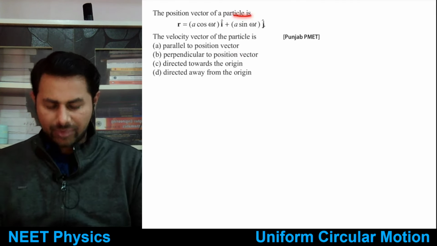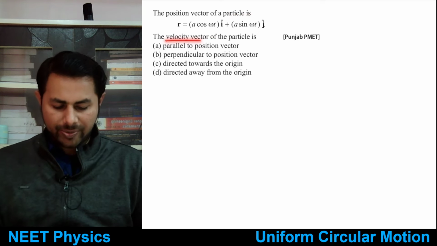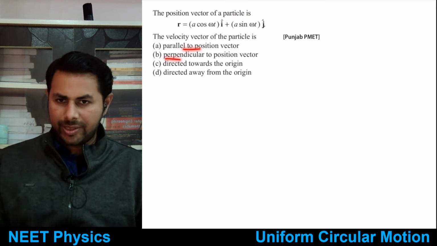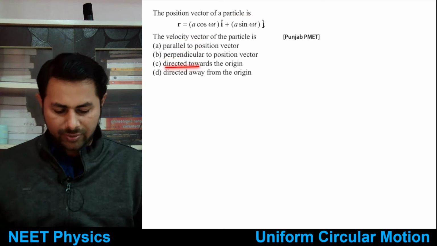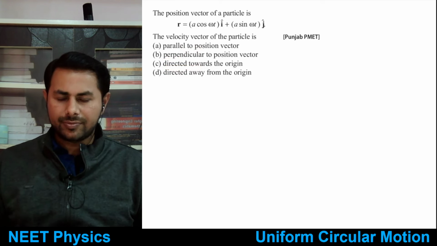Let's see the next one. The position vector of a particle is this thing. The velocity vector of the particle is, tell me: parallel to the position vector, perpendicular to the position vector, directed towards the origin, directed away from the origin. Tell me.